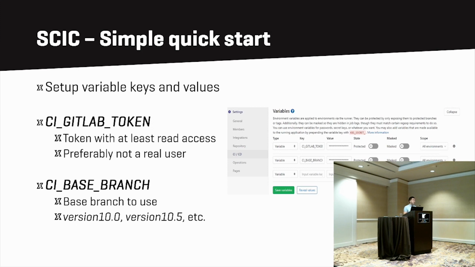Besides setting up your configuration, you also need to set up 2 variables, and then you're actually ready to go. The variables you need to set up are a GitLab CI token. These variables need to be put in your settings on the GitLab webpage. So you just have a token with at least read access to base. Preferably not a real user, but it doesn't really matter. You can use a real user, especially if you don't have many developers working on your repository. And besides that, you also need to pick a CI branch, like which base branch you should work against, like version 10.0 or version 10.5, etc.